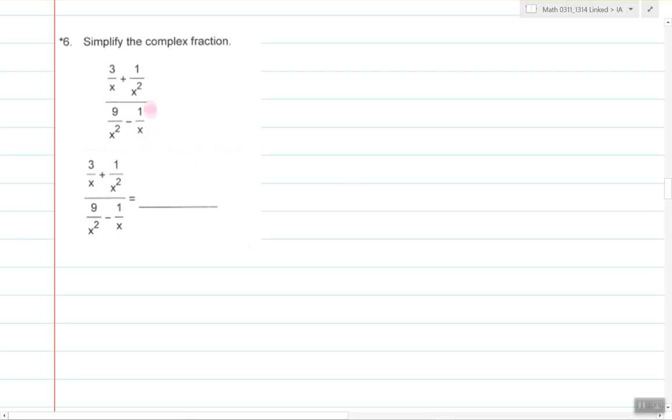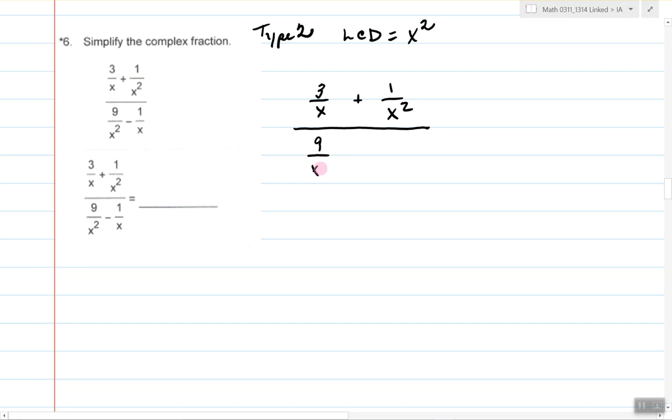This also is a complex fraction, but I have 1, 2, 3, 4. I have more than just a fraction over a fraction. So I will call this type 2, and I will look for the LCD of the little denominators. I have an x squared, an x squared, and an x. So I need the higher power, which is x squared. So I'm going to write this down. 3 over x plus 1 over x squared over 9 over x squared minus 1 over x.